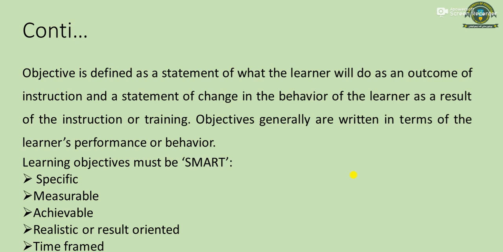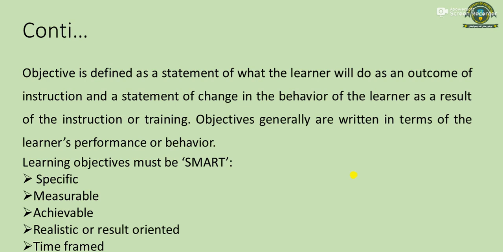Objectives are generally written in terms of the learner's performance or behavior. And one more important thing, the learning objectives must be SMART. S stands for specific, M stands for measurable, A for achievable, R for realistic or result oriented, and T means time frame. So specific means that there might be so many objectives you can select for the students, but you should specify them according to the level and need of the students.